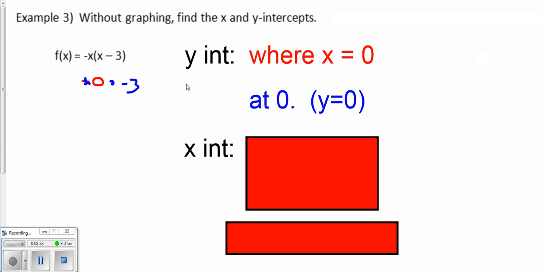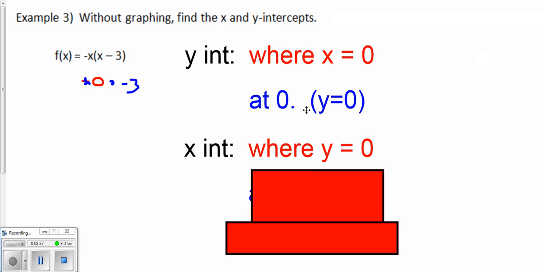So that's how to find our y-intercept. If we want to find our x-intercept, again, that means it's where y equals 0. How do we solve for that, or how do we find that? We take this f of x, which is the same as y, and set it equal to 0. So we'd have 0 equals our two factors. Whoops, I'm going to do one in red: -x, and the other factor in blue, x minus 3.